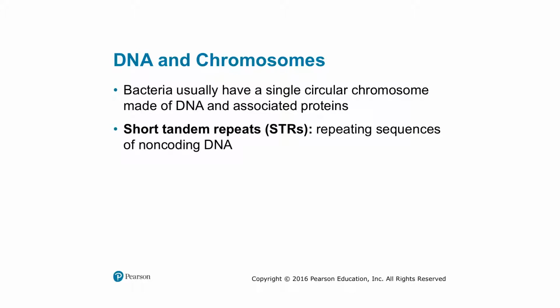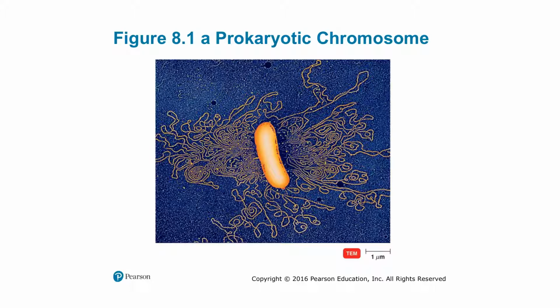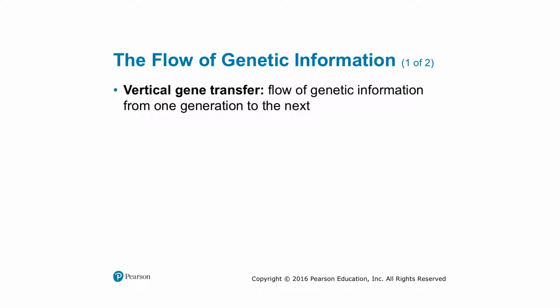And so bacteria usually have a single circular chromosome that's made of DNA and associated proteins, and short tandem repeats are repeating sequences of non-coding DNA. And so here we can see the prokaryotic chromosome. It's coming out of the cell, and so you can see how some of them are very large and some of them are going to be smaller. And so this is just an example of one of them.